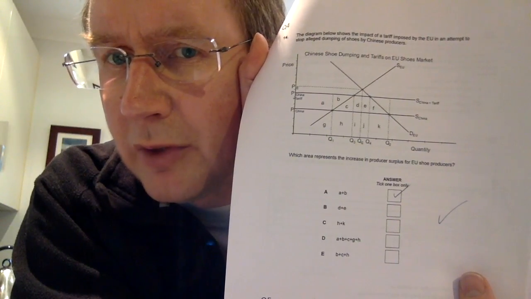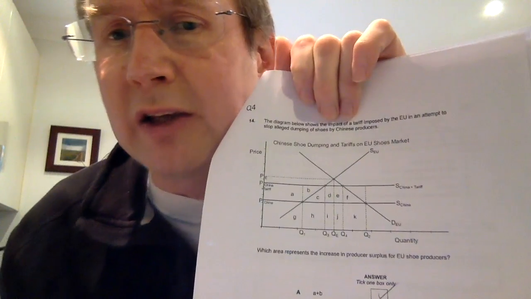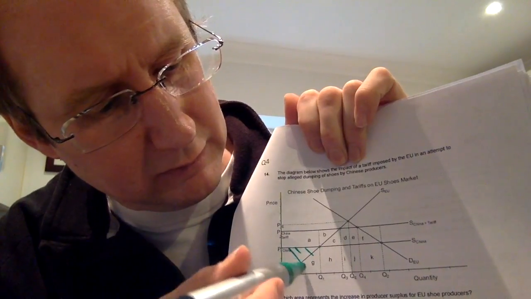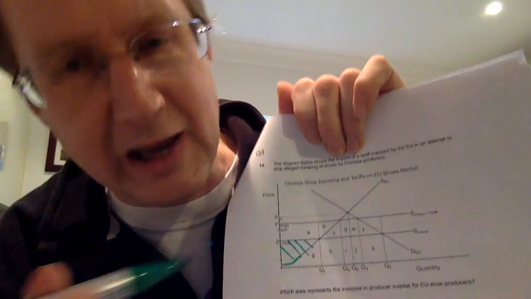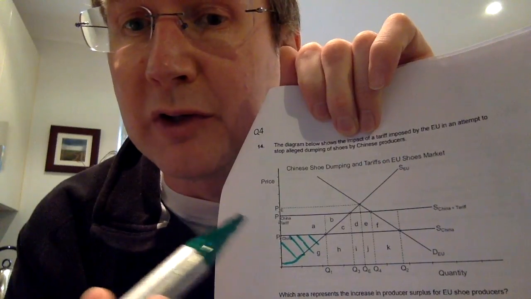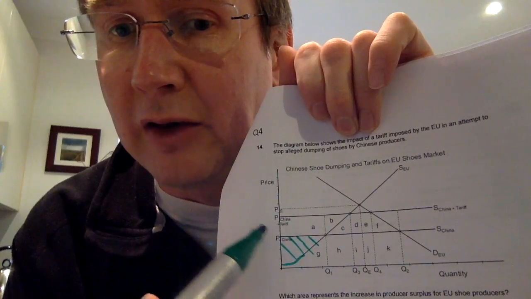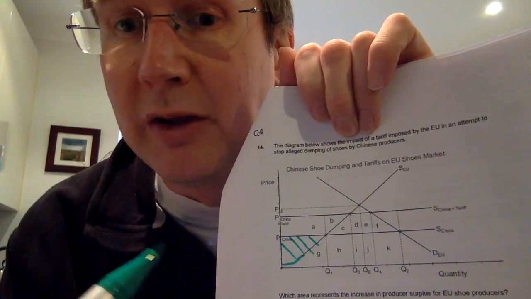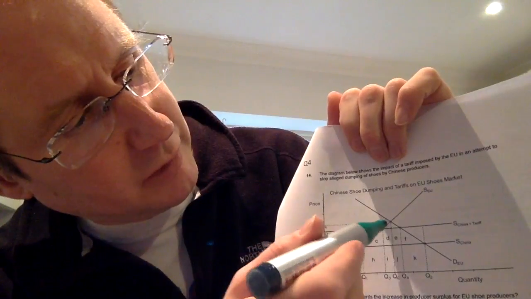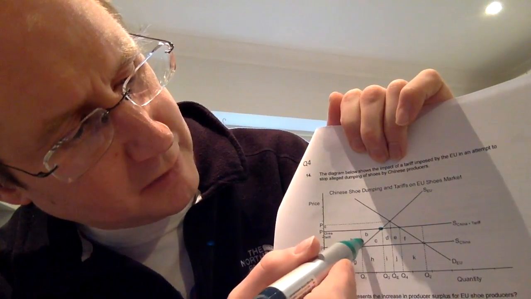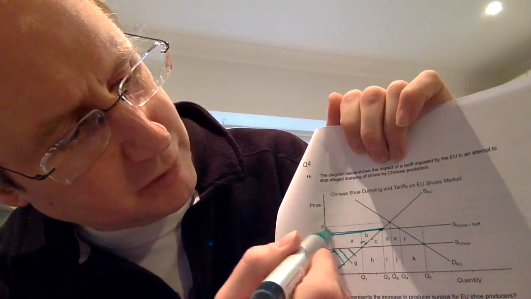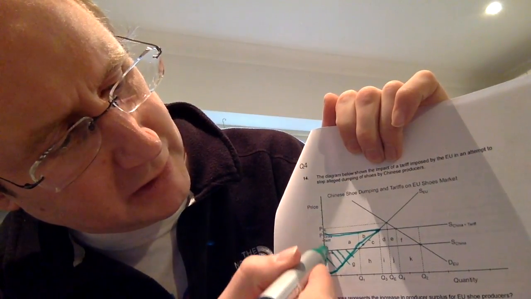The original producer surplus, it's not identified by a letter, but it's that area. It's the gap between the price that producers are willing to supply at, which is marginal cost shown by the supply curve, and the actual market price. As a result of the tariff, the price that EU producers can get is there, and therefore supply extends to that point. So producer surplus is now that entire area. Therefore, producer surplus rises by A plus B. So the right answer for that one is A.